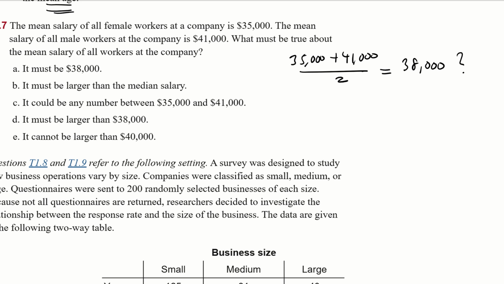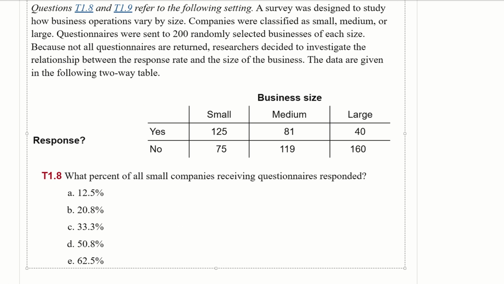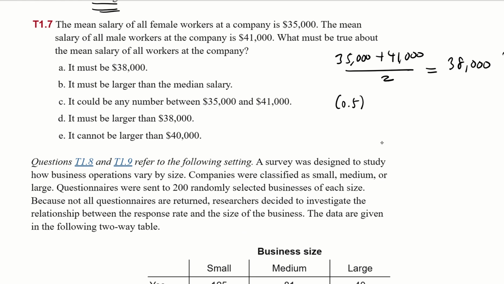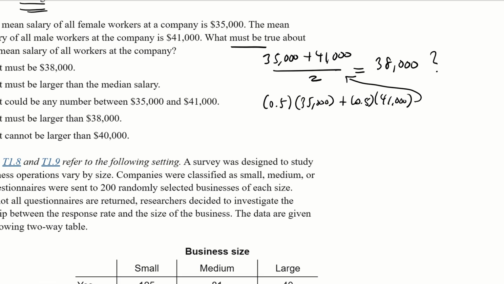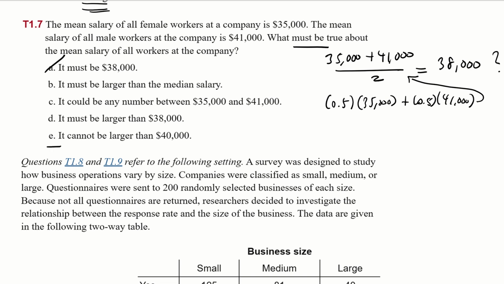The answer is no. This is only true if there were 50% female and 50% male in the company. If that were true, then you would have 0.5 of 35,000 plus 0.5 of 41,000. Notice that is equivalent to the statement on the left, since 0.5 is the same thing as 1/2. So this is only true if you have 50% female and 50% male. However, that's likely not going to be true. This says what must be true, so therefore A cannot be the answer.